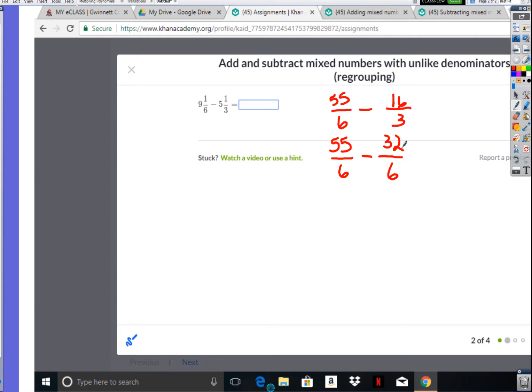The only other difference between this one and the last one is that now that the denominators match up, instead of adding, we're going to subtract. We're still going to keep the denominator the same. 55 minus 32 is 23. Those do not have a common factor, so I should be able to just write 23/6 and get it correct. If you wanted to go back to mixed, that should be 3 and 5/6. Any questions there?